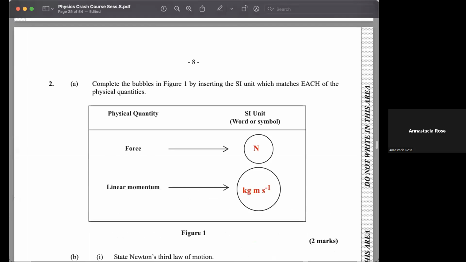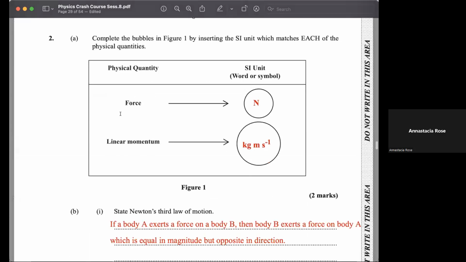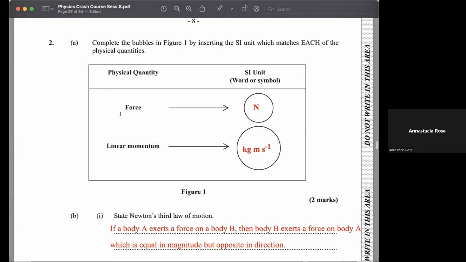Sharing my screen now. So we're on to this next question that seeks forces and Newton's laws. We have 2 physical quantities, and we also have some SI units to fill in. You can fill in either the word or the symbol. So quantity being force, the SI unit of force is the Newton. You can write out the word Newton, N-E-W-T-O-N, or you can write the symbol capital N for Newton.